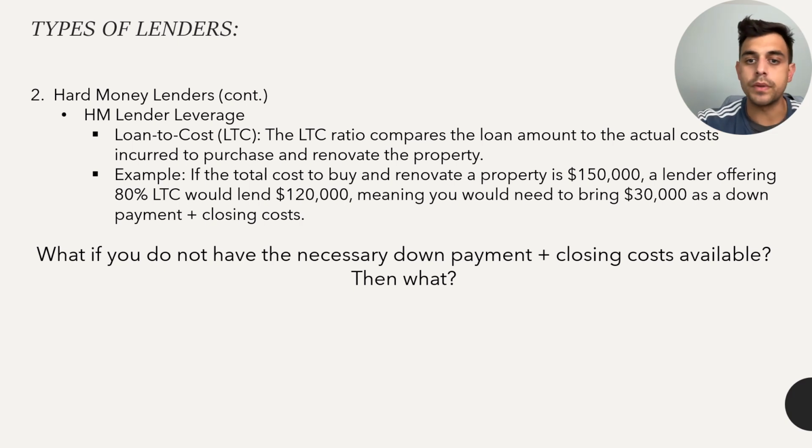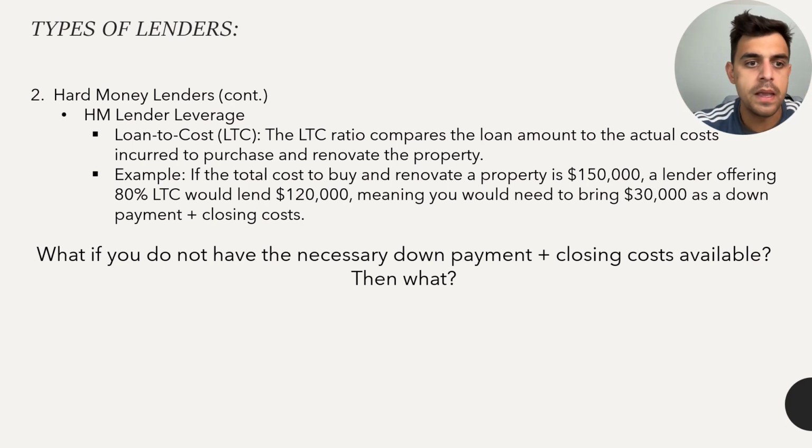Now, I had mentioned they're going to lend 70 to 90% of the cost. Specifically, that's called loan to cost. Some lenders are going to do loan to value, and I can get into that in a later module, but I'm just going to talk about loan to cost for now. The loan to cost ratio compares a loan amount to the actual cost incurred to purchase and renovate the project. So it's the loan amount versus the total project cost. Total project cost is your purchase price plus rehab. The loan amount divided by total project cost, that's your leverage.